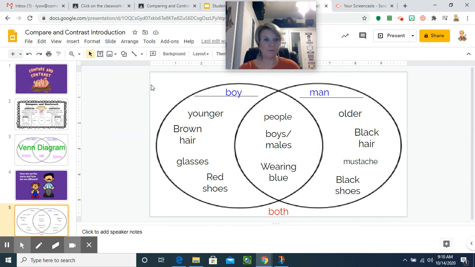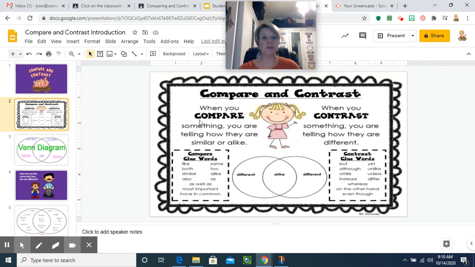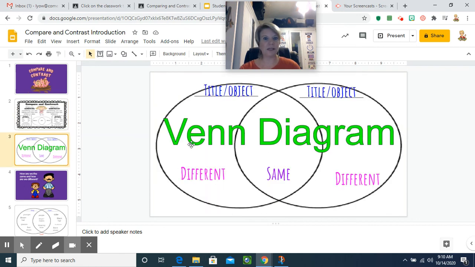So great job today. Real quick review. Remember, to compare means that you are telling how things are similar, which means the same or alike. And contrast means that you are telling how things are different. And what's the name of that special tool that we use to organize our information? The two circles where they overlap? That's right. It's called a Venn diagram.